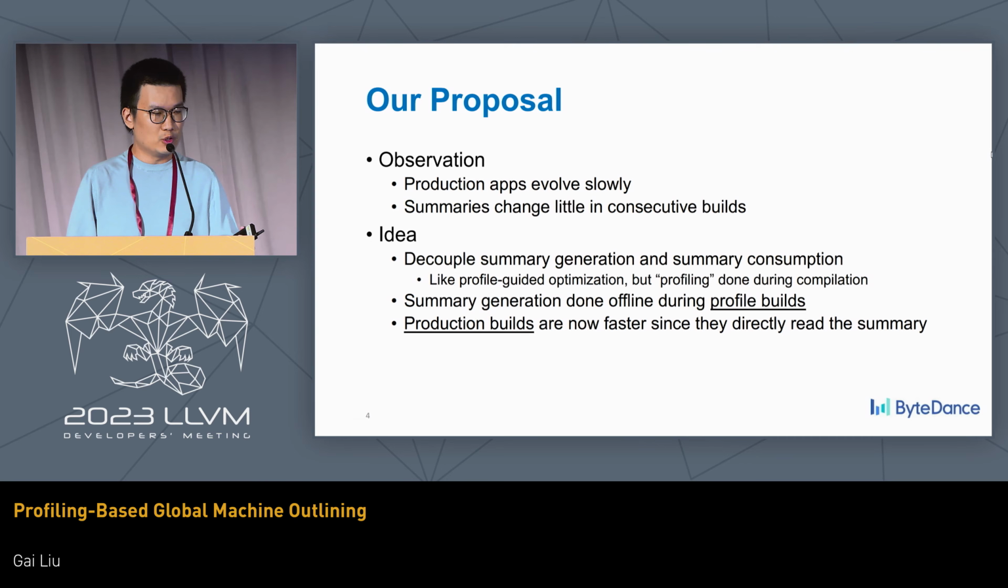So we basically define two kinds of builds. In the profile build, we simply run the normal compilation all the way to machine outliner, and we generate a summary, and then we stop right there. And during the production builds that we run many, many times in a day, we directly use the summary that we just generated, let's say on a daily basis. And now since the production run only needs to read the summary, this can significantly speed up our release build time.